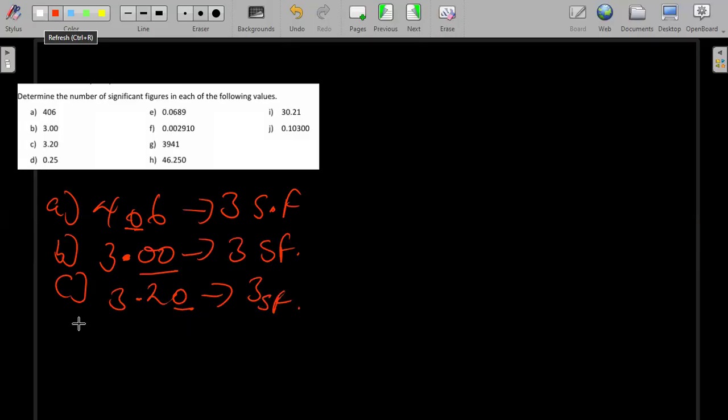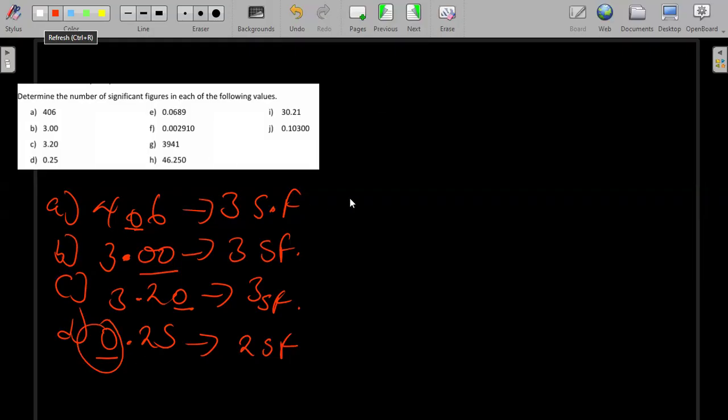Let's go to part D. We have a leading zero there. How many significant figures do we have in this number? We only have 2 significant figures. This zero is a leading zero, so it's not going to be significant in this case.